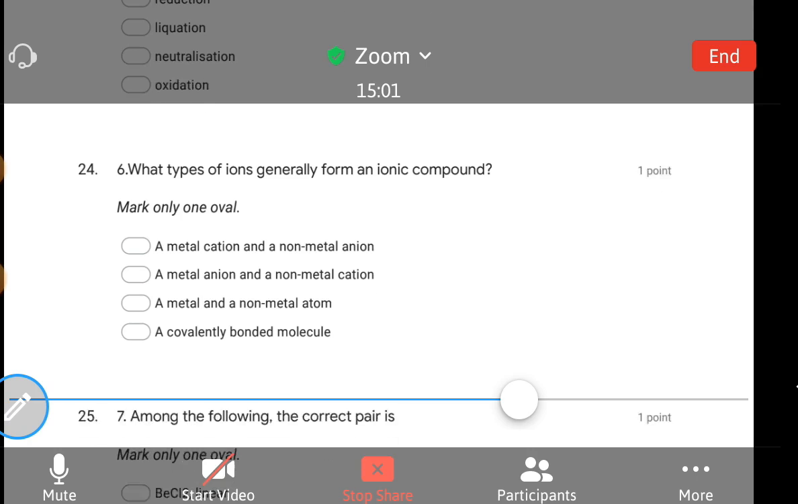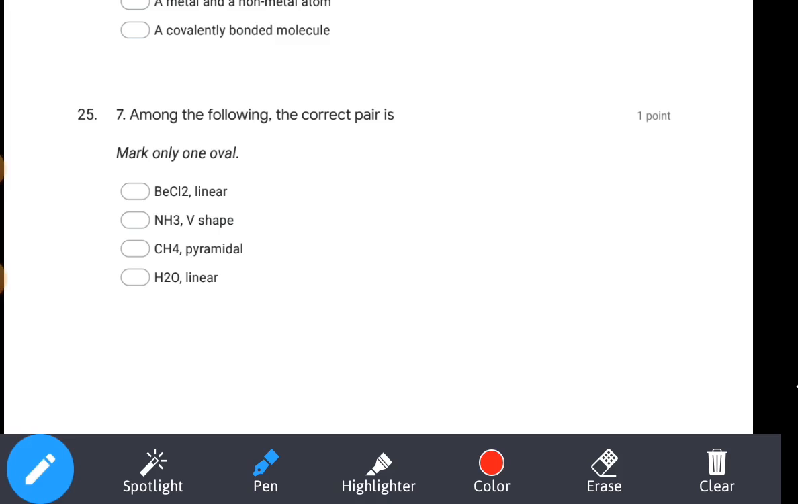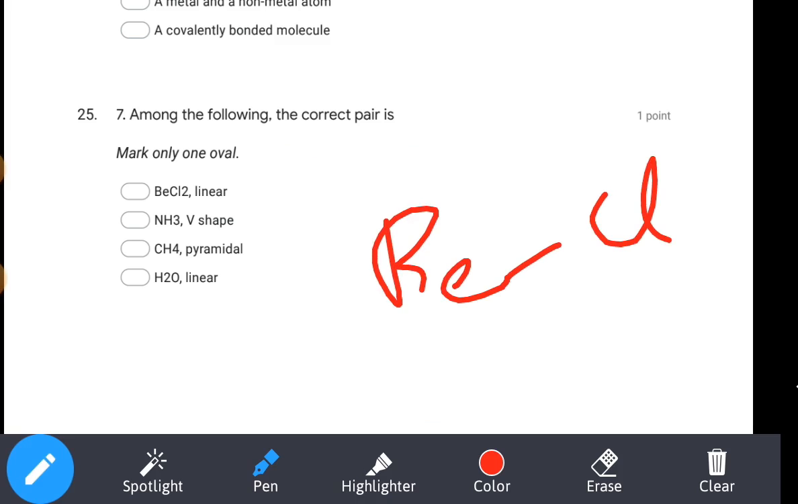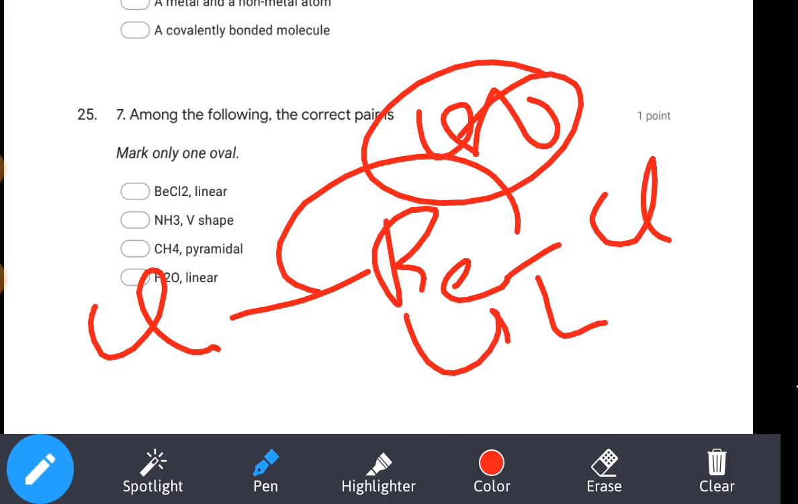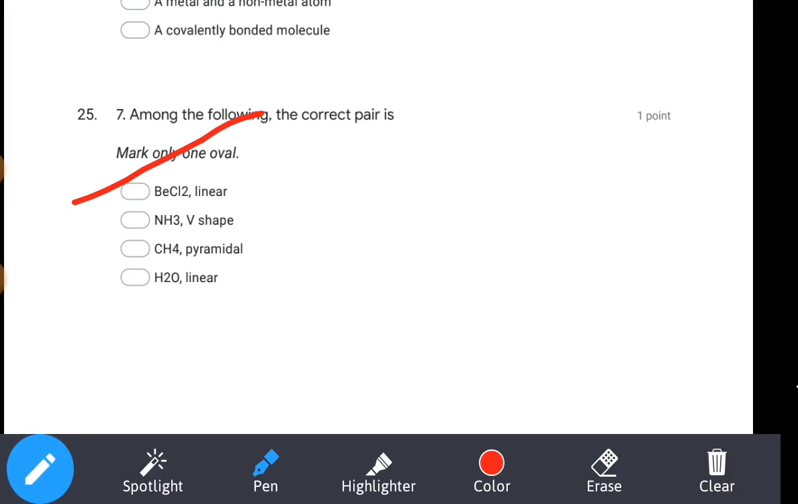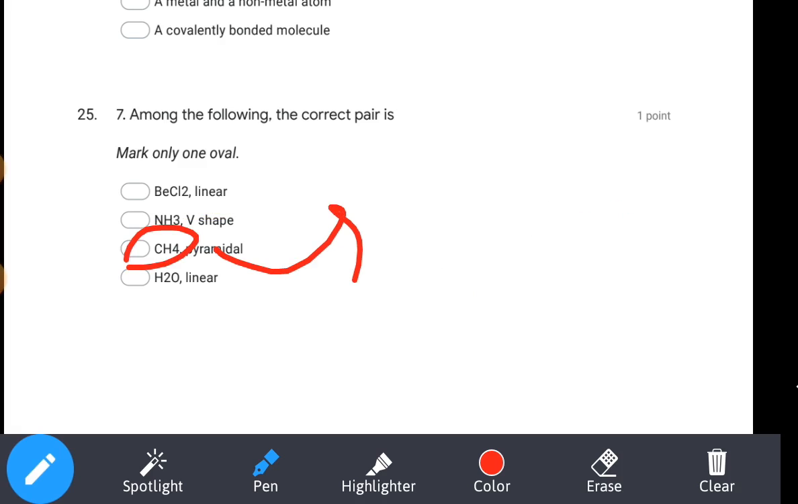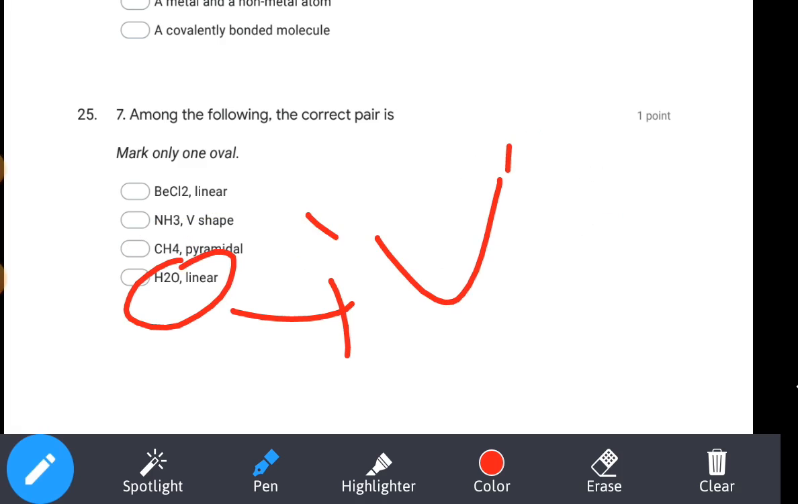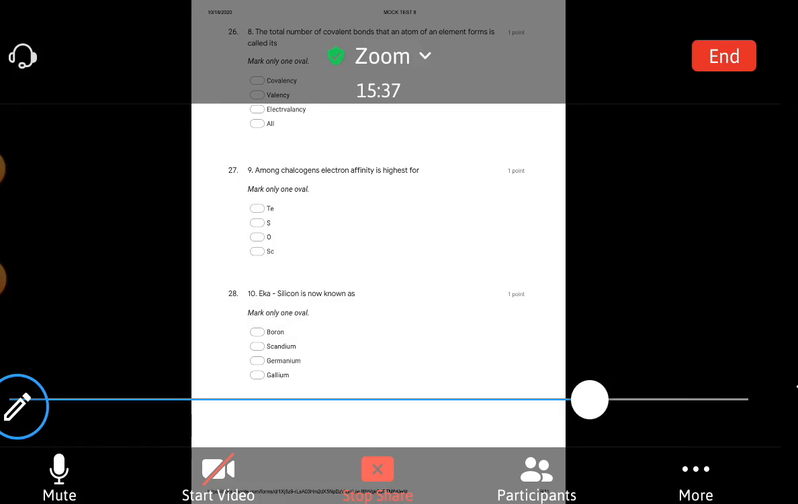So 7th question of the chemistry part. Among the following, the correct pair is, okay, BeCl2. How does it look? Cl, Cl. So it is what? Linear structure. So that is correct only. Option number A. Now NH3, ammonia. Ammonia is not V shape. Ammonia will have pyramidal shape. CH4, methane, will have tetrahedral shape. And H2O will have V shape. So option number A is our answer. Okay, next page.